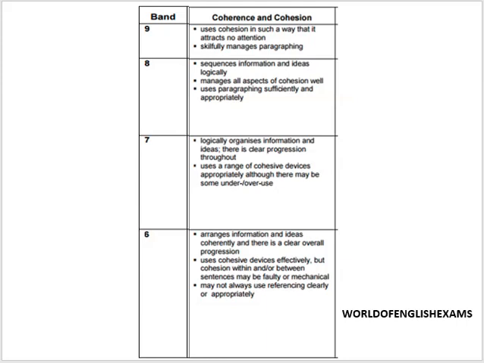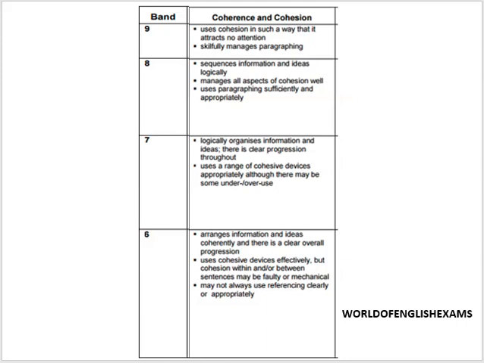Uses cohesive devices effectively, but cohesion within or between the sentences may be faulty. So you are making an attempt to use cohesive devices, although it is not always appropriate. That's why the score is dropping down to a 6. Then the last point, may not always use referencing clearly. So what is the meaning of referencing? It means that you are referring one sentence to the earlier one, or the sentence which you have written prior to that. So if the referencing is proper, then definitely you will get a band above 6.